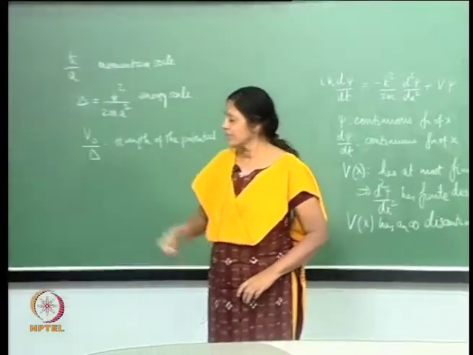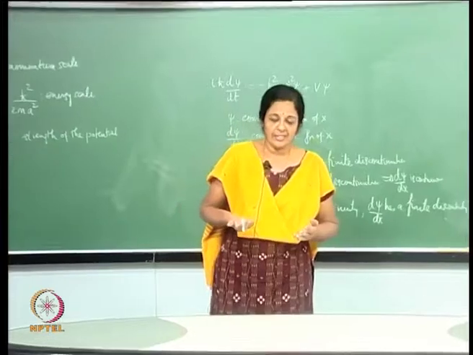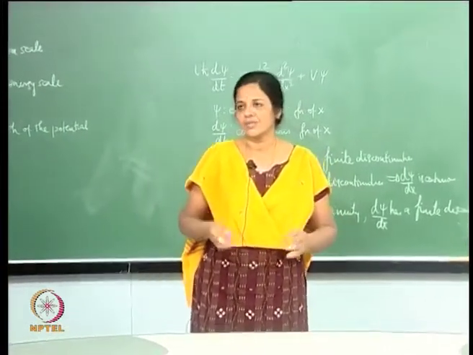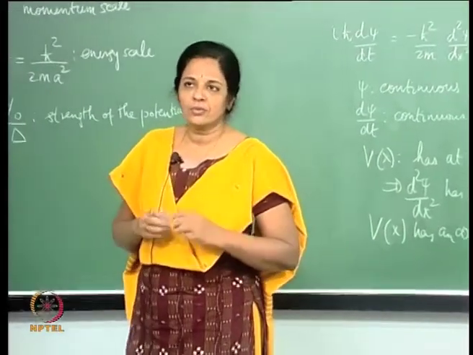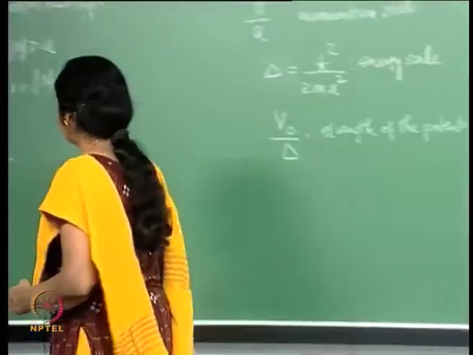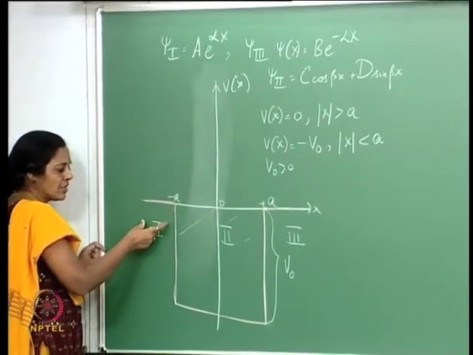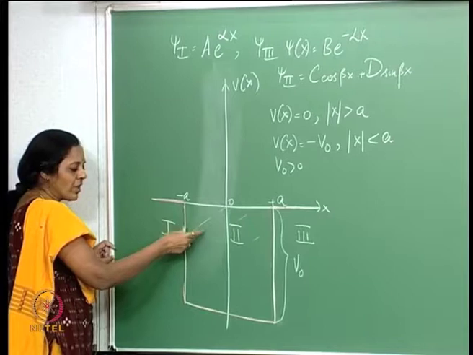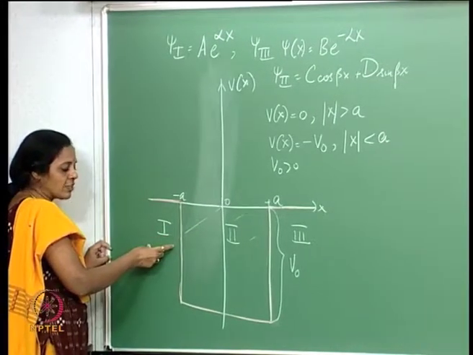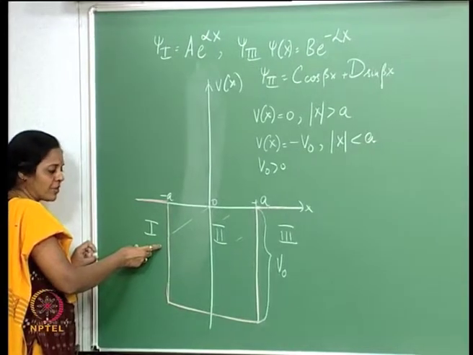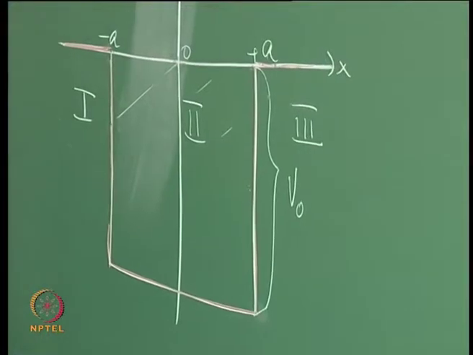Now, in this problem, clearly we need to use the fact that d psi by dx is a continuous function of x. There are no discontinuities, which means I need to do the following thing. At x equals minus a, I have to match the wave function in region 1 with the wave function in region 2. I also have to match the first derivative of the wave function in region 1 with the first derivative of the wave function in region 2.